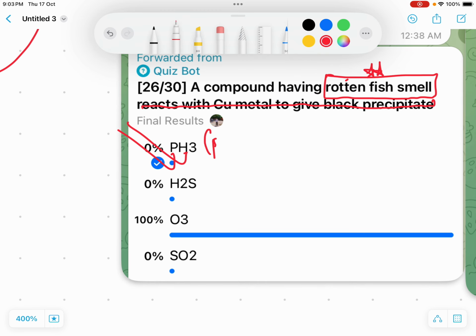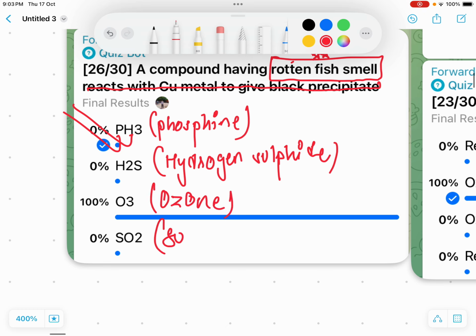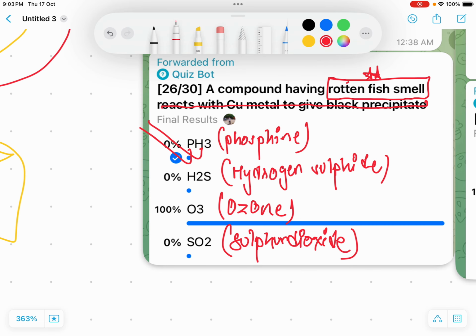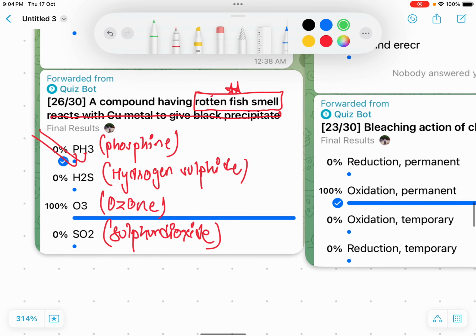What is this, phosphine or phosgene? This is phosphine gas. And this is hydrogen sulfide. And this is ozone, everybody knows this is ozone, and this is sulfur dioxide. You have to remember the smells of these compounds. I have put all the options very similar. The important part of this question is that you have to know which gas smells like what.